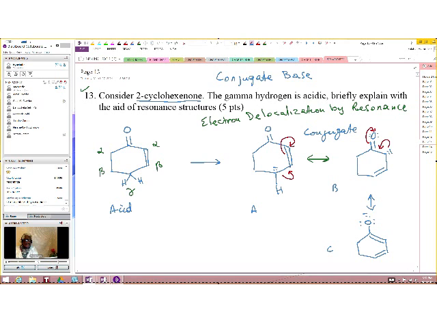So the answer to this question is, the reason why this hydrogen is acidic is because the conjugate base that you obtain is resonance stabilized, and you draw this structure to show that. The explanation is just that simple: the resonance stabilized conjugate base.